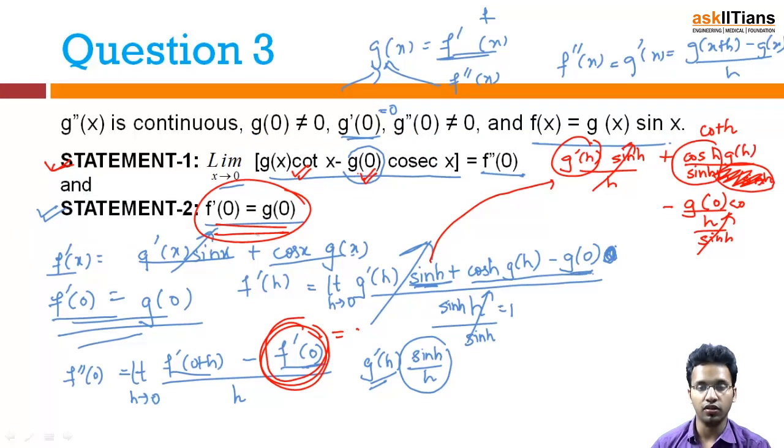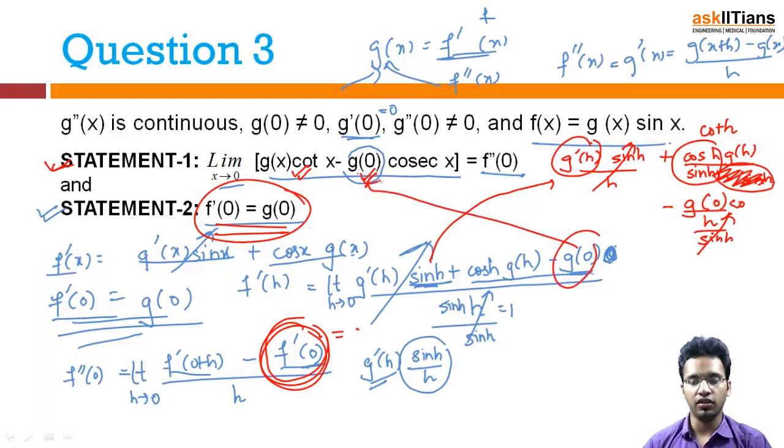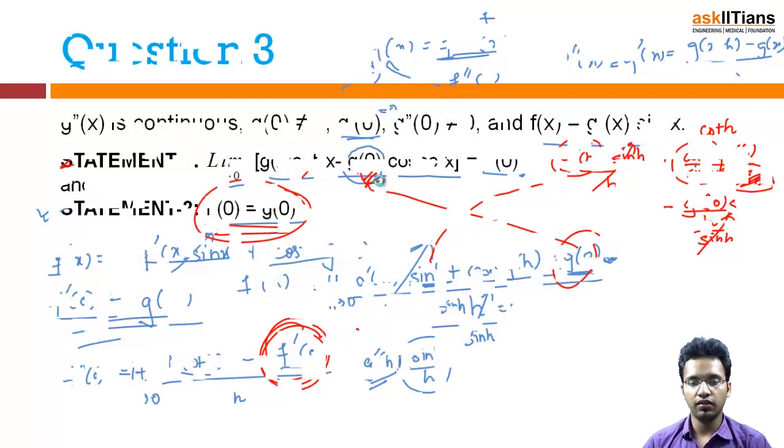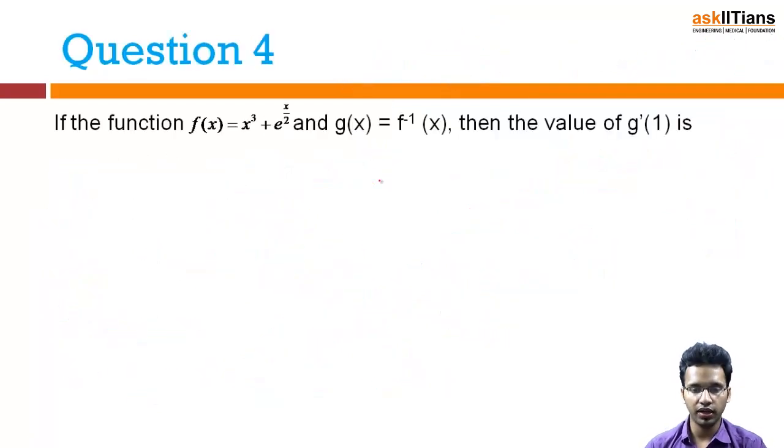From here g0, sorry, not 0, g0. Okay, that is helping us to get g0 in this one. So again, a brilliant question. Let us focus on the next question quickly.